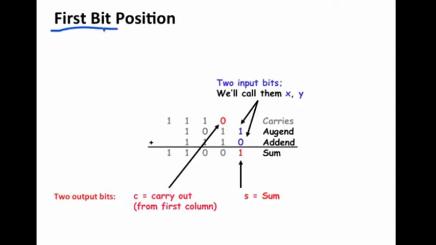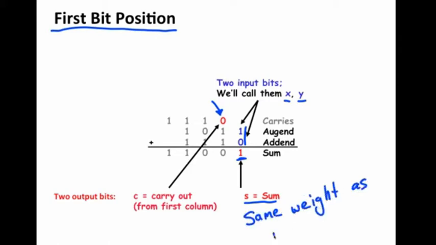So if we look at the first bit position, we have only two input bits because there's no carry into the first bit position, and we'll call these two inputs X and Y. And it doesn't really matter which is which because both these bits have the same weight. And we're going to use these two inputs to produce our two outputs, which are the sum bit, which is down here, and the carry bit, which is up here. The thing that's important to understand is that the sum bit has the same weight as the two input bits, whereas the carry bit has 2 times the weight of the input bits and the sum bits.